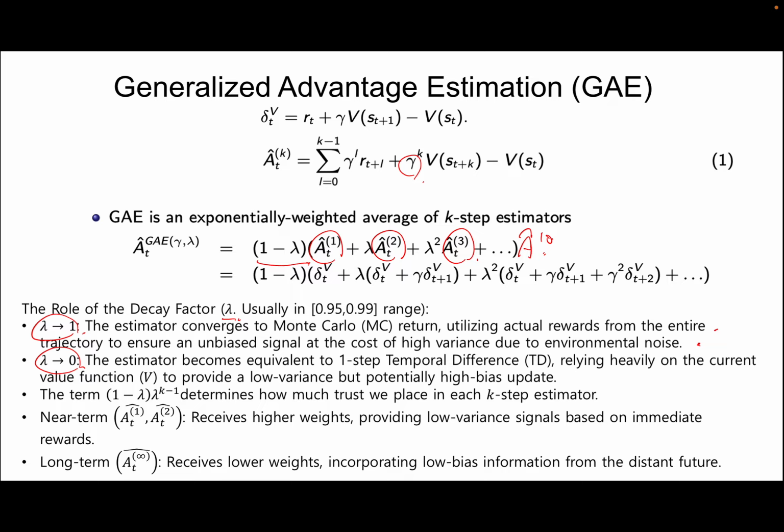And the term here, 1 minus lambda, lambda to the power of k minus 1, that is, 1 minus lambda and lambda squared, determines how much trust we place in each k-step estimator. For example, as lambda is in the range of 0 to 1, near terms receive higher weights, providing a low variance signal based on immediate rewards, and long-term terms receive lower weights, incorporating low bias information from the distant future.